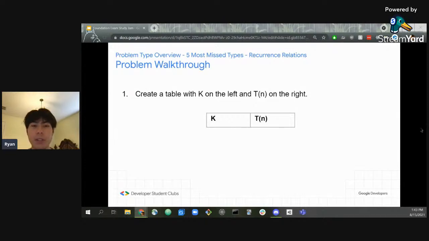Now let's walk through a problem. The first step, like mentioned earlier, is to always create a table, k on the left and t of n on the right.